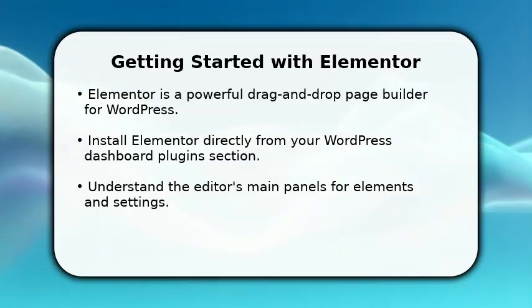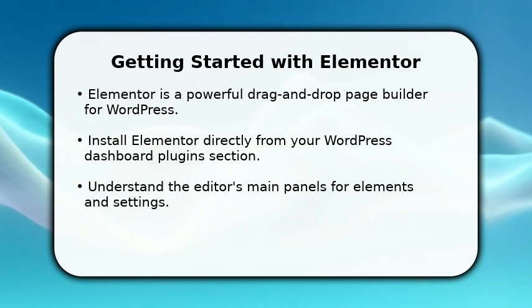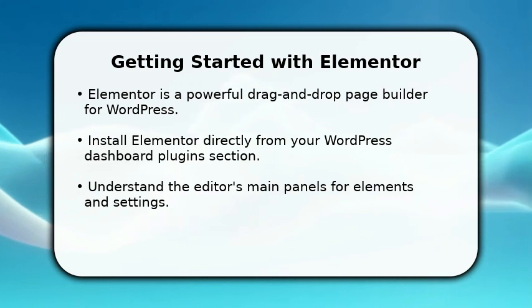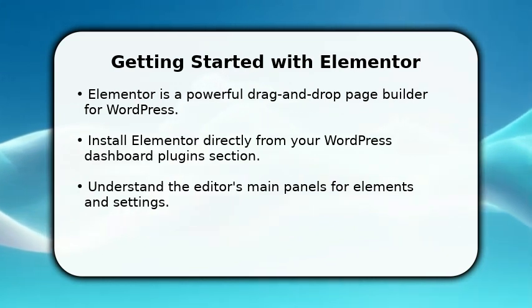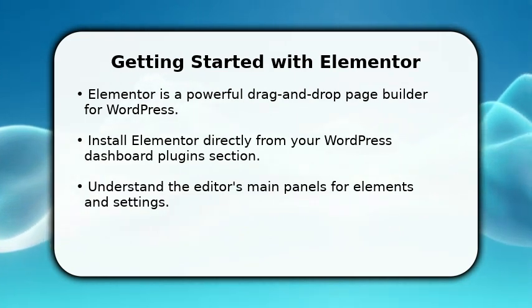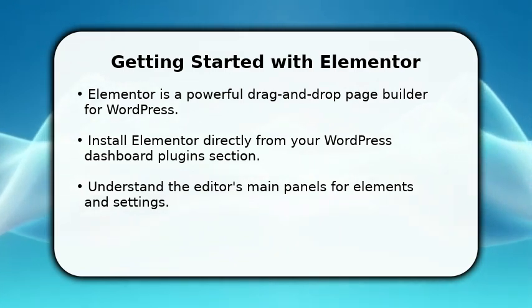In this video, I will explain how to use Elementor in WordPress. First, navigate to your WordPress dashboard, then go to Plugins and click Add New. Search for Elementor, install it, and activate the plugin. Once activated, you'll see the Edit with Elementor option on your pages and posts. This opens the intuitive visual editor, ready for your design work.